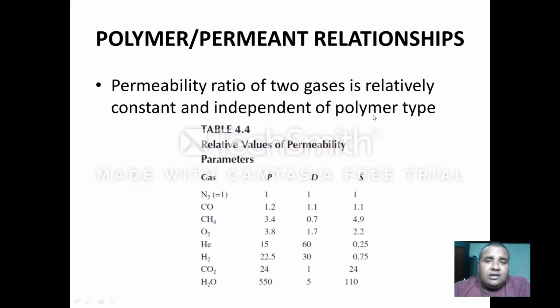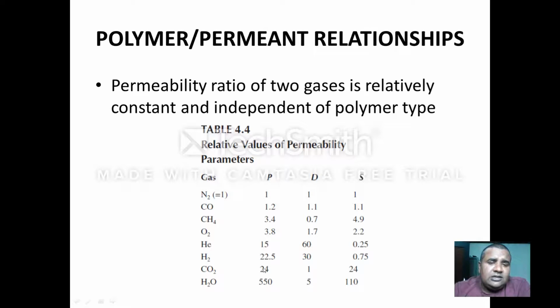What does it mean? For example, P is indicating the permeability, D is indicating the diffusivity, and S is the solubility. Solubility is coming from Henry's law, diffusivity is coming from Fick's law, and the multiplication of these two is giving the value of permeability. So for the permeability ratio of two gases, if we talk about carbon dioxide and oxygen, the value of permeability of oxygen is 3.8, or you can say almost 4, and for CO2 it is 24.